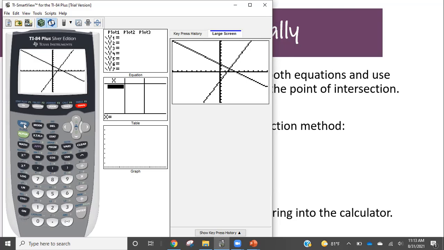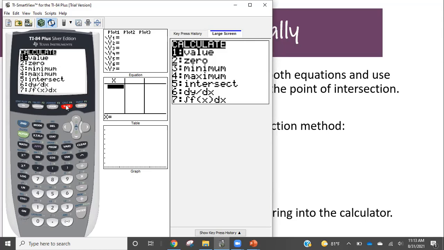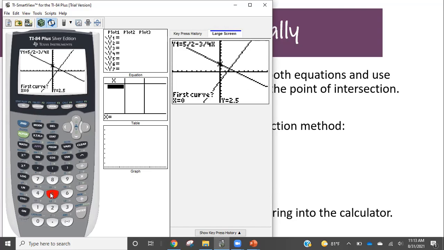Now we're going to use our intersect feature. So since we want a graph feature, we're going to go to second, calc, and we want where these lines intersect. So we want option 5. Our first curve is already highlighted for us. We press enter. Our second curve, we need to make sure it's on that other curve. It is. We press enter. And we want to make it guess. Usually, as long as that intersection is on this screen, we're good, but you can always scroll near it and press enter. And it's going to think for a second. And now it says, hey, your intersection is at x equals 2 and y equals 1.